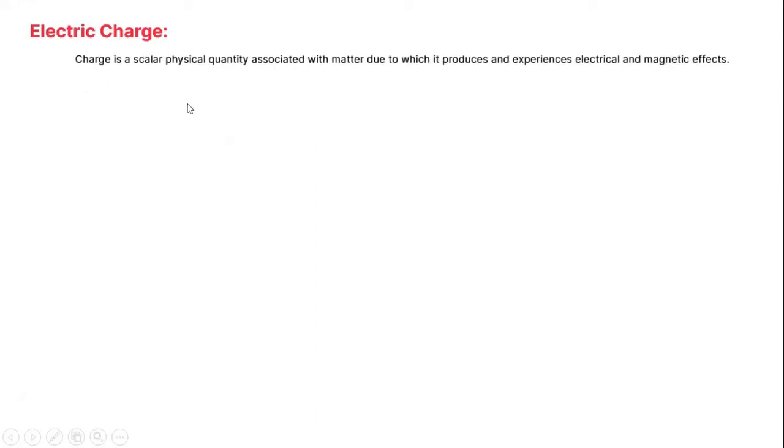Now next, we have the electric charge. The new basic topic that we have to start is the electric charge. Mind it, charge is a scalar physical quantity that is associated with matter, due to which it produces and experiences electrical and magnetic effects. That is our concern in this 12th class. In all the coming Part 1 book, we will be dealing with electrical and magnetic effects.